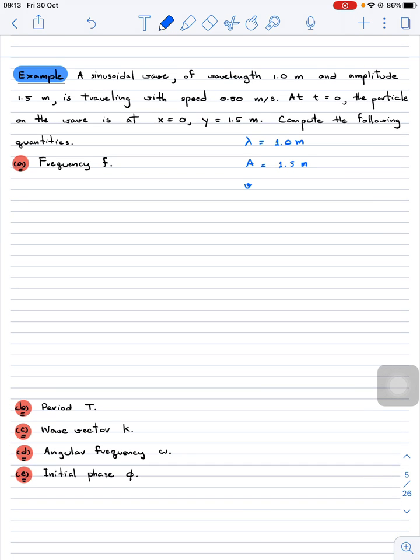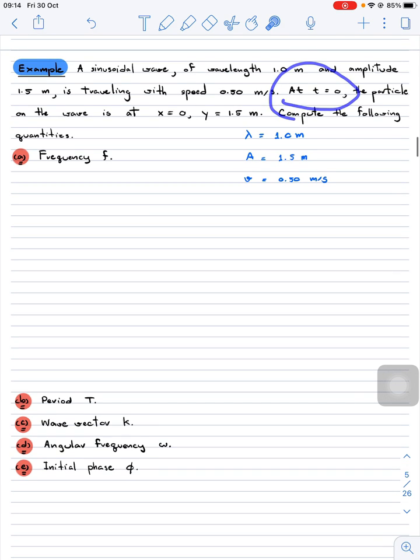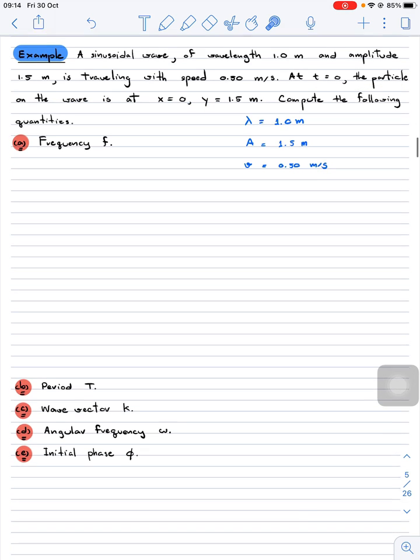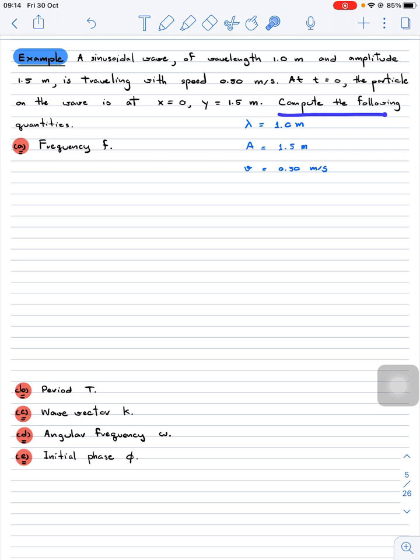So we have v equal to 0.50 meter per second. Then at time equal to 0, the particle on the wave is at x equal to 0 and y equal to 1.5 meter. So this is the initial conditions of the particle on the wave. Now compute the following quantities.